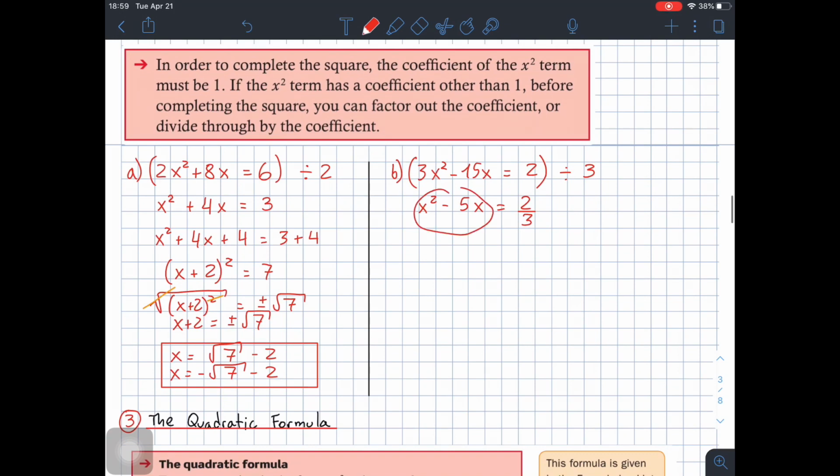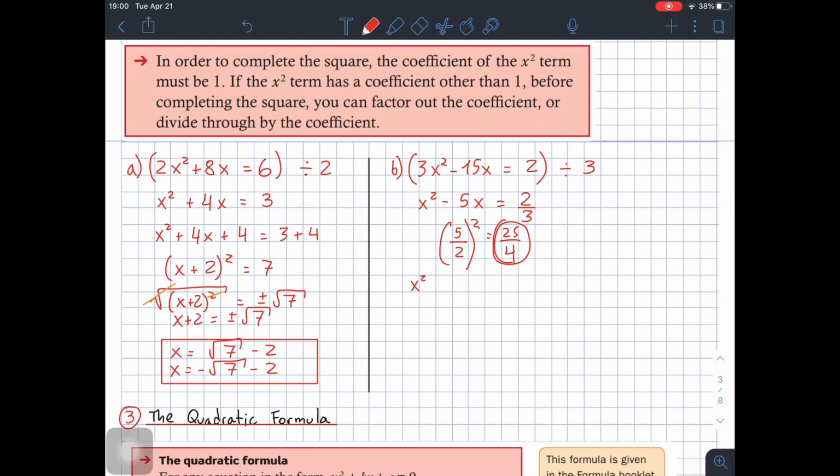So we need to complete this square. To complete this square, I need to take half of this number. Half of 5 is 5 over 2. And we need to square this value, which would give us 25 over 4. So this is the term we need to add to both sides of the equation in order to complete the square. 25 over 4. So I'm going to leave that there. There you go. So this would be x squared minus 5x plus 25 over 4 equals 2/3 plus 25 over 4.